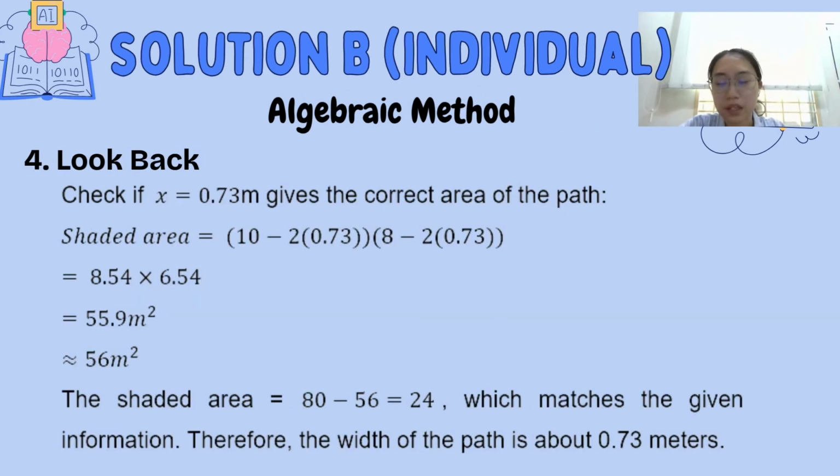So the last step is to look back. We check if x equals 0.73 gives the correct area of the path. So we substitute 0.73 into the equation and we get 8.54 multiplied by 6.54, which is 55.9 meters squared, and we round it to 56 meters squared. So the shaded area is the whole area minus the small area. We get 80 minus 56 equals 24, which matches the given information. Therefore, we can confirm that the width of the path is about 0.73 meters.